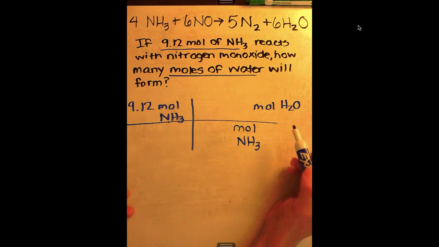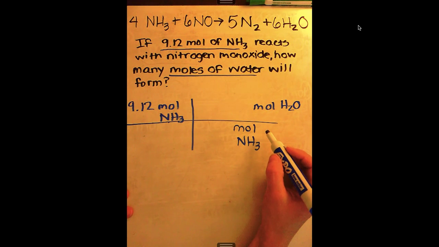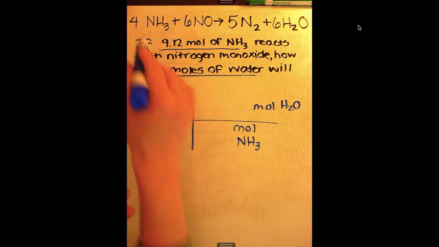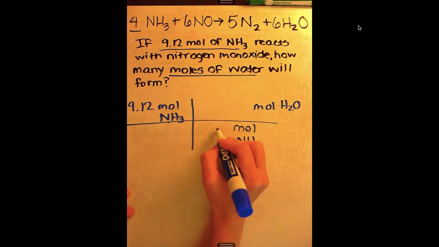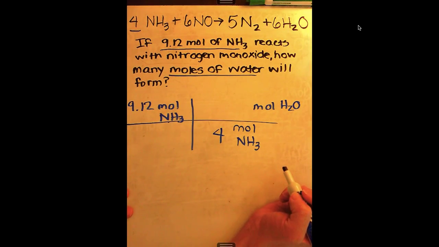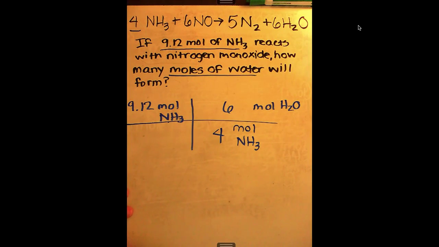And if you go back to the tutorials from Tuesday, I told you anytime you see mole over mole, that's a molar ratio. And anytime we're looking for the mole ratio, you've got to look up here at the coefficients. So find NH3 in the original problem and notice that it has a coefficient of 4. And what that's saying is that 4 moles of NH3 reacts to produce 6 moles of water.